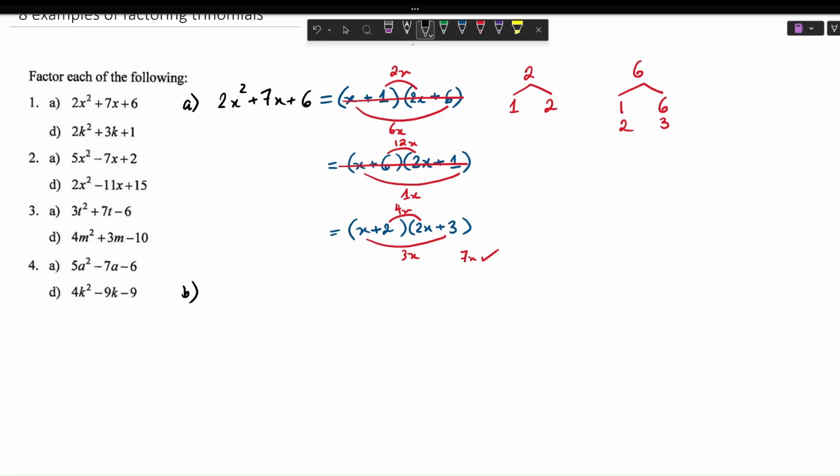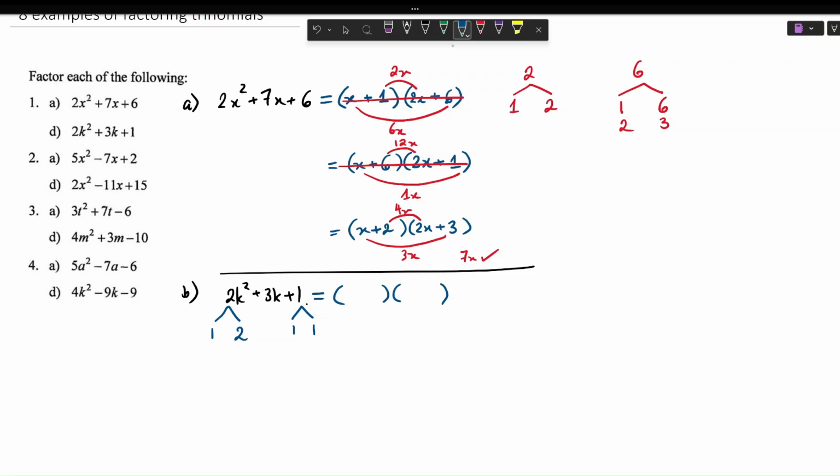Okay, let's keep going. So the next one, you have 2k squared plus 3k plus 1. Same idea. We're going to break up this one into something, let's say 1 times 2. And we're going to break up the constant into a product, let's say 1 times 1. That's really the only choice you have here. Then we're going to write down a guess for the factors.